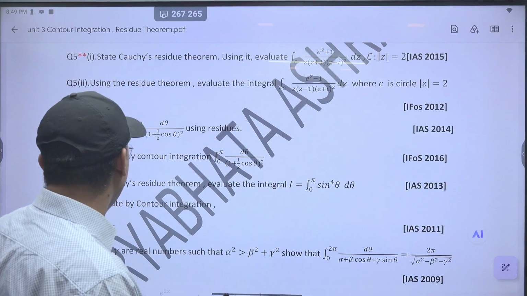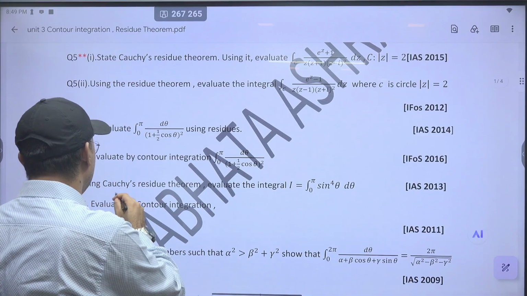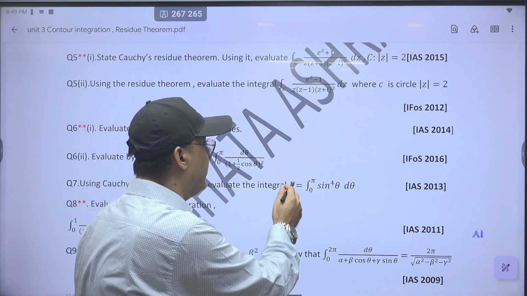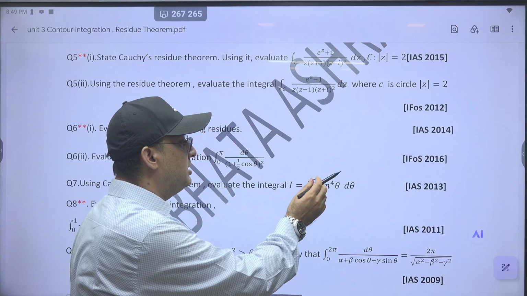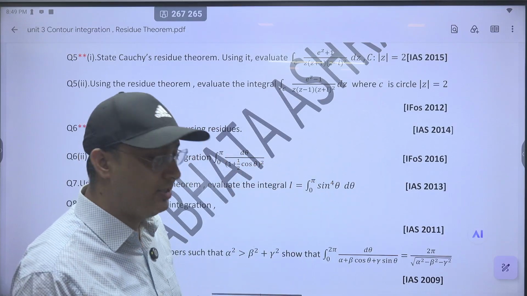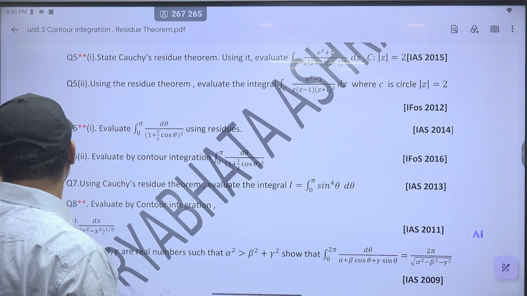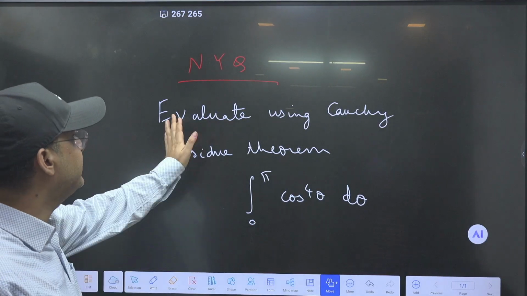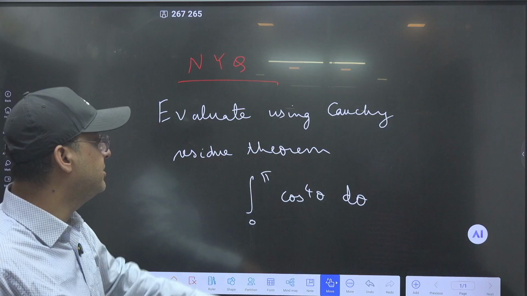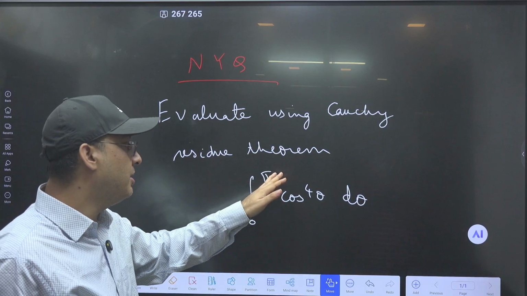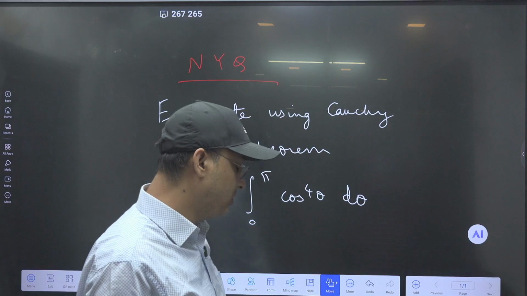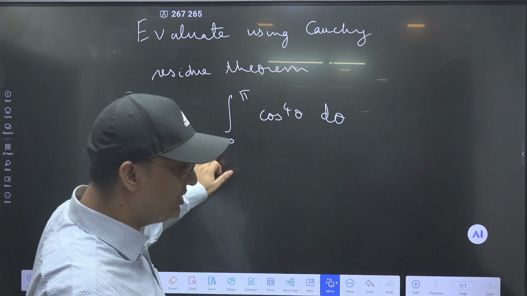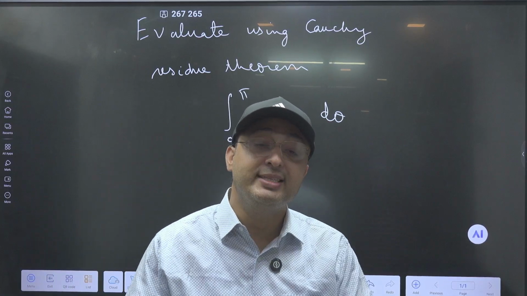So you see, I have a question called this. Using Cauchy's residue theorem, evaluate the integral I is equal to 0 to pi sine to the power 4 theta d theta. This is a PYQ, right? So on the same line, examiner can ask you an NYQ, that is evaluate using Cauchy residue theorem 0 to pi cos to the power 4 theta d theta. Okay. Now, before we dwell upon this question, my first instinct is that what is the answer to this question?